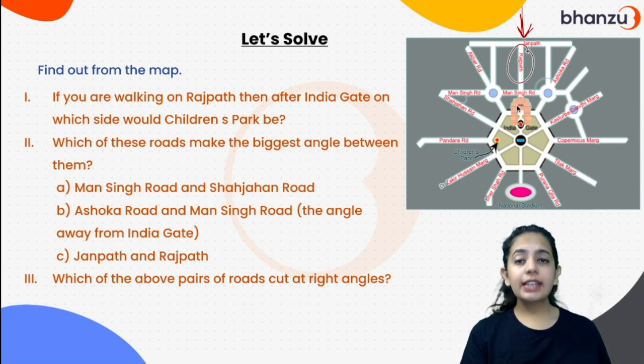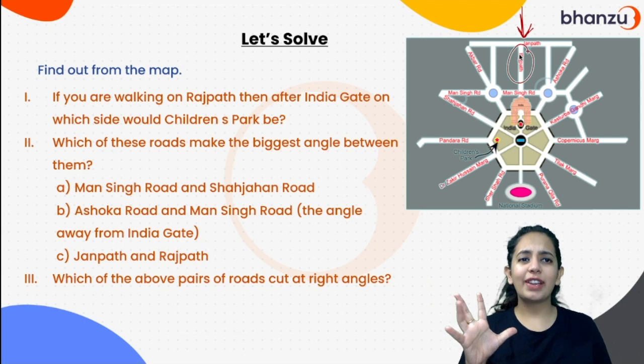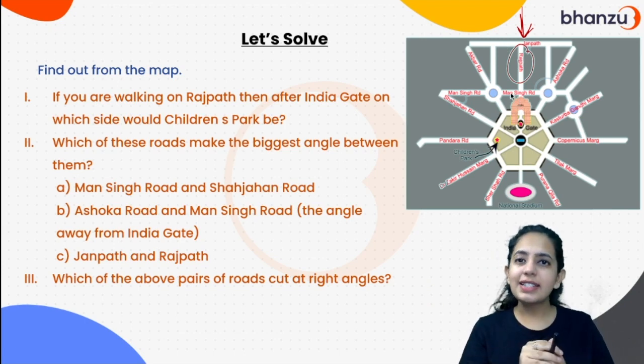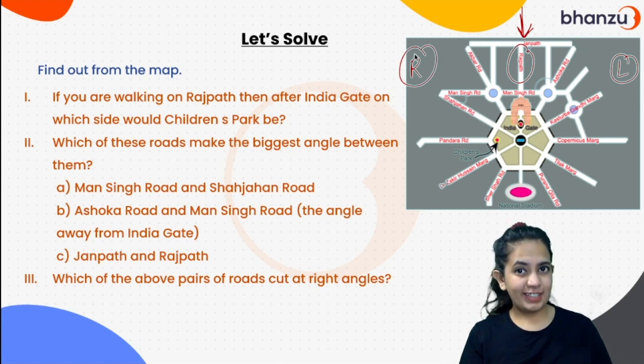So this is India Gate. Now, think about it. If you're coming down, imagine yourself to be at this point and you're coming towards the India Gate. So which is your left side? Which is your right side? Yes? So my dear, if you're coming down, then this is going to be your left and this is your right side. Would you agree?